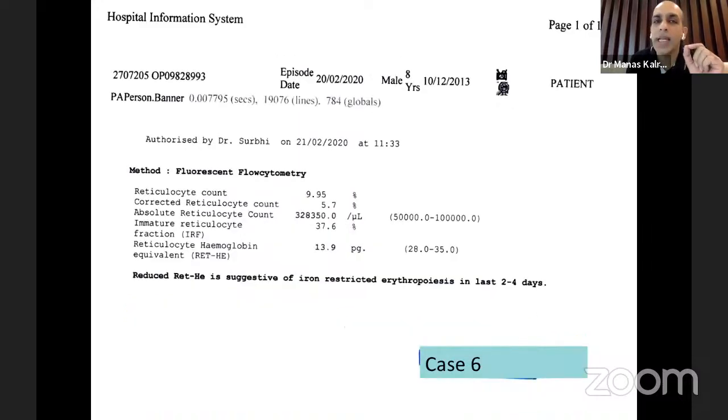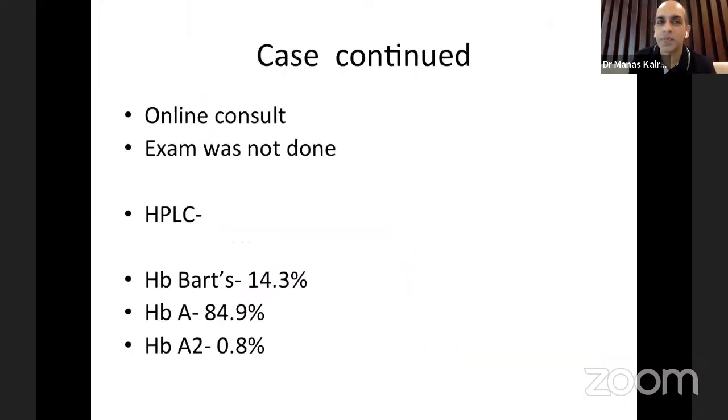And why is this child mildly yellow? Now, when we did the retic count, look at the retic count. This is how we get the retic count in our hospital. We get retic count, corrected retic count, absolute retic number, immature retic fraction, and we get ret HE. Ret HE, as I told you, is again one sensitive marker for iron deficiency. But in this particular case, you see the retic count is very high. Why should the retic count be very high in cases of pure iron deficiency?